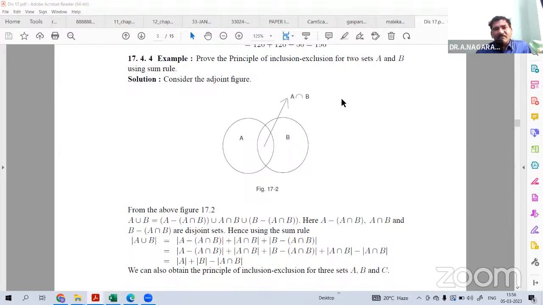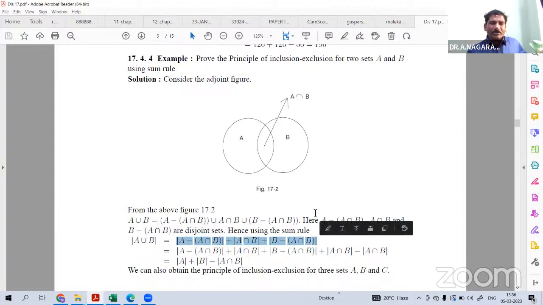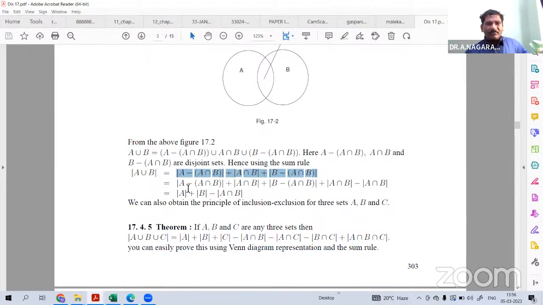It means the first part is the left side part that I am taking here. As you can see here, where the cursor is showing, the first part is A minus A intersection B. This here is B minus A intersection B. Then A intersection B will be added. So these 3 portions are disjoint, so by the sum rule I am adding mod of A minus A intersection B, plus mod of A intersection B, plus mod of B minus A intersection B. Now, this gives mod A plus mod B minus mod A intersection B.